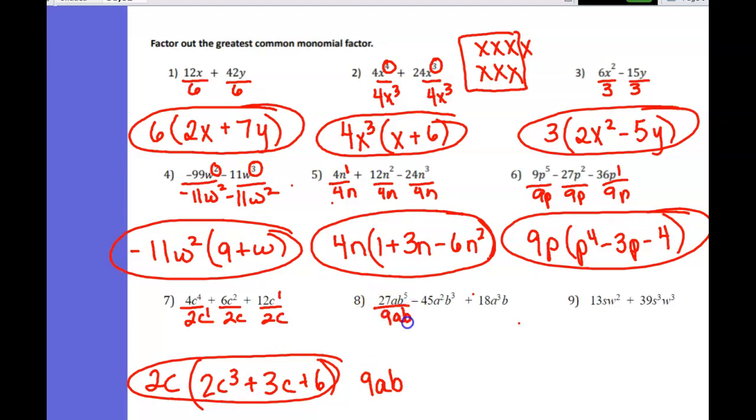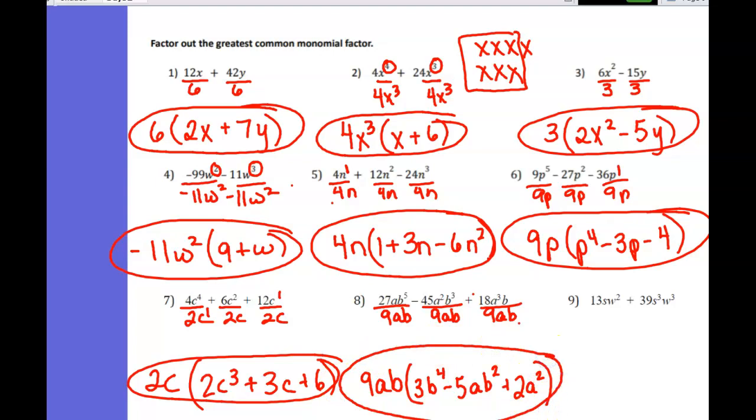And now to figure out what goes inside the parentheses, I'm reverse distributing or dividing by that 9ab. 27 divided by 9 is 3. My a's would cancel out and I would have b to the fourth. Okay, negative 45 divided by 9 is negative 5. A squared divided by a would just be a. And b cubed divided by b would be b squared. And then the third one, we've got 18 divided by 9, which would be 2. A cubed divided by a would be a squared, and our b's would cancel out. So there's our answer there.